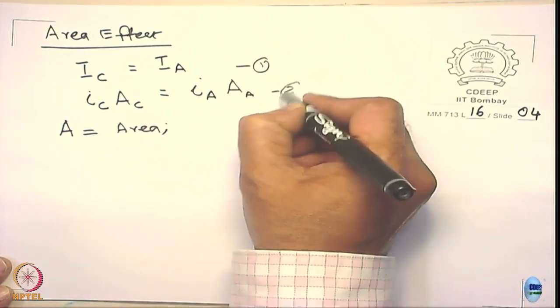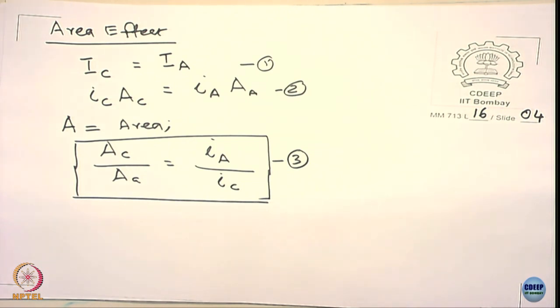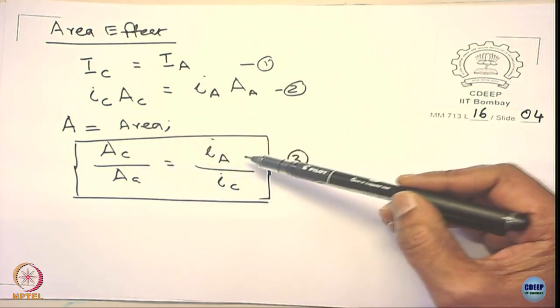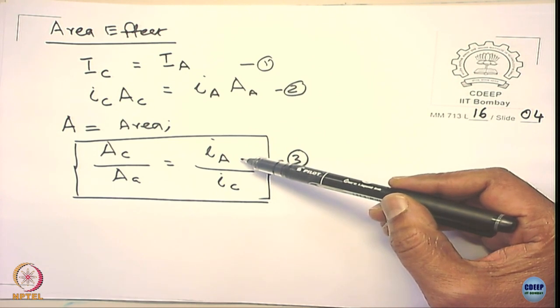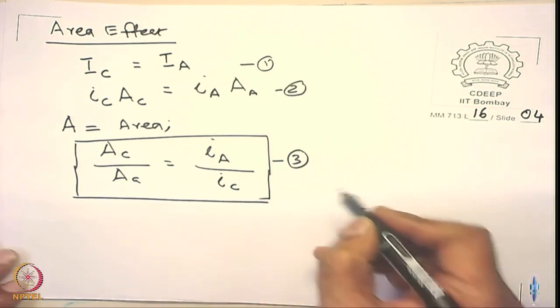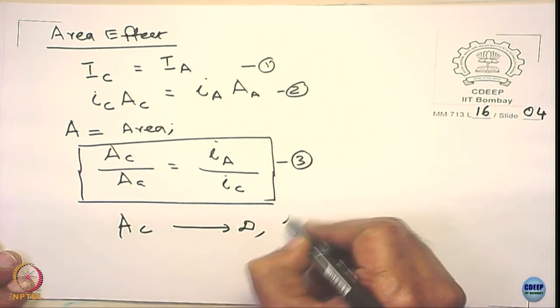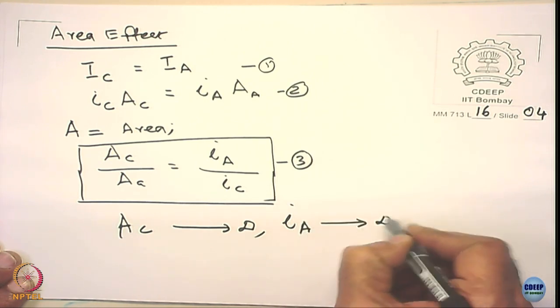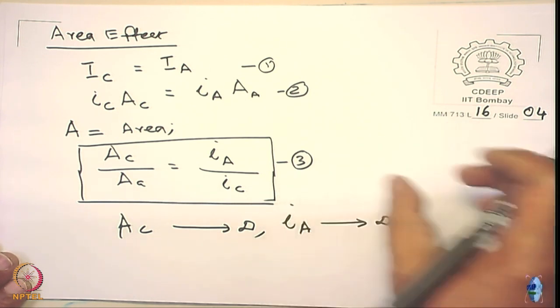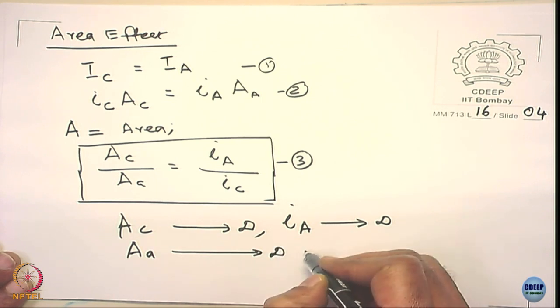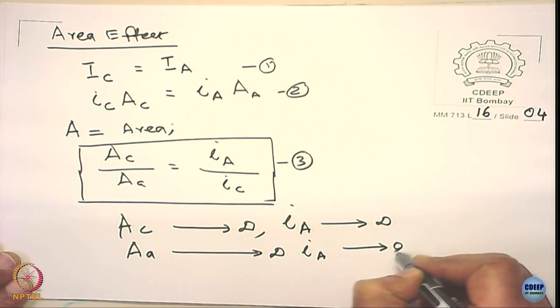Equation 1, equation 2, 3. What do you understand from this equation? If the area of the cathode becomes very high, the corrosion current density on the anode is going to be high. So, if the cathode area tends to become infinity, IA is going to tend to become infinity. When I say IA here, I mean the increase in the corrosion rate because of galvanic action. On the other hand, if AA tends to become infinity, IA tends to become 0 due to the galvanic couple.